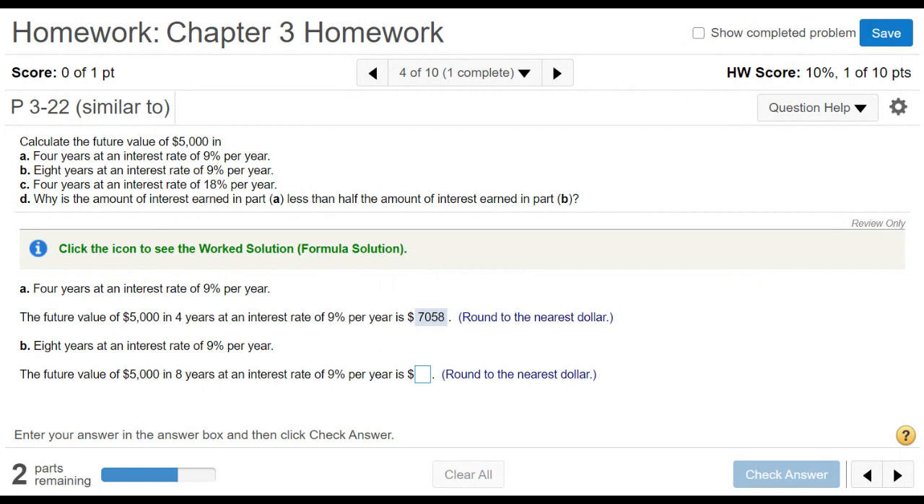We would say N equals 4, which is the number of periods. The interest rate, I/Y, is equal to 9. Payment, PMT, is equal to 0.